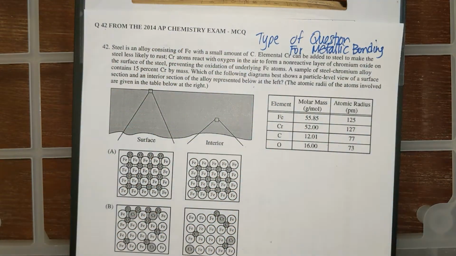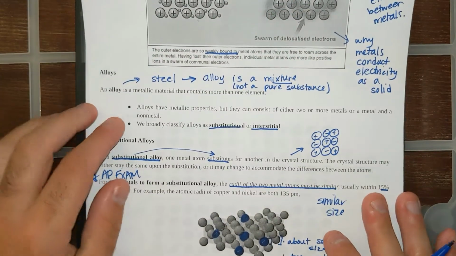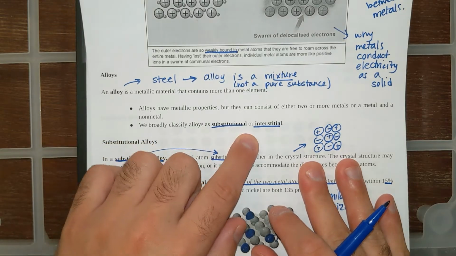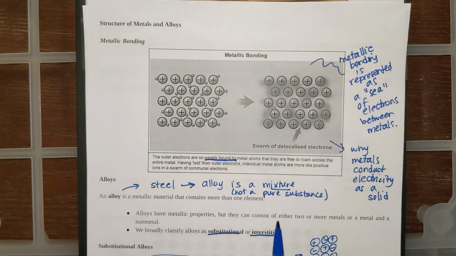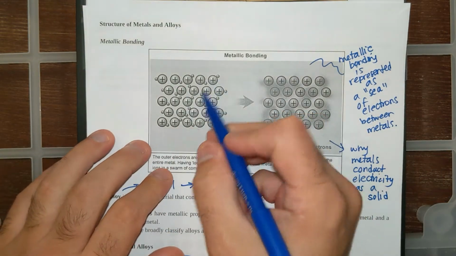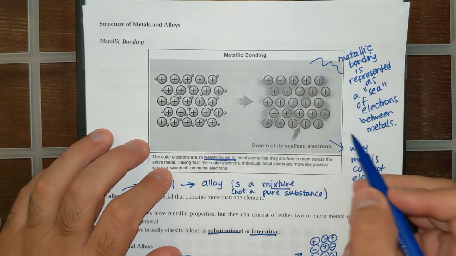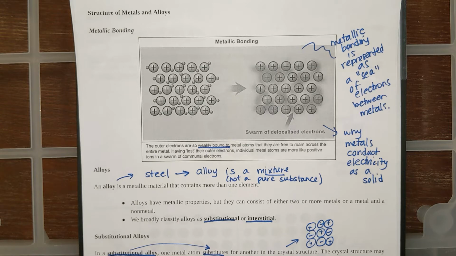So all I want you to know from these notes is the type of metallic bonding. We have an alloy that is a typical metallic bonding, and there's substitutional or interstitial alloys. Know the difference between the two. And then also know that in metallic bonding, the electrons are not really held tightly between the metals, so they kind of flow around and move around, and that is exactly why metals conduct electricity as a solid.